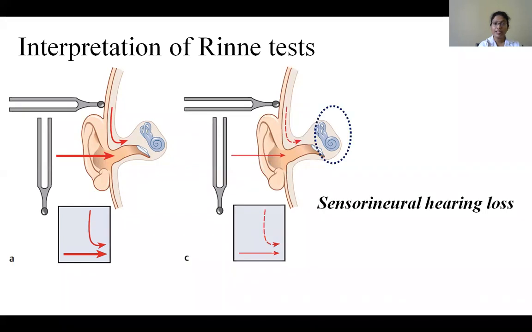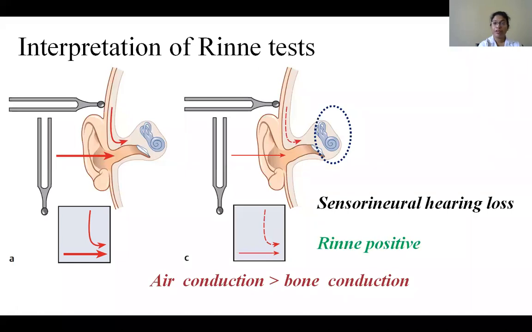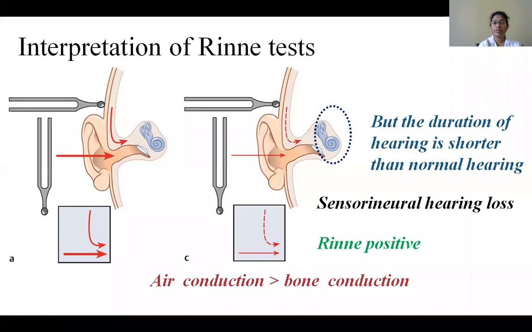Now coming to sensory neural hearing loss. Here the problem is in the inner ear, so there is no problem in air conduction. So what is going to happen? Here again, air conduction will be more than that of bone conduction because the sound transduction is affected. So again, air conduction is more than bone conduction, which means it is Rennie's positive. But when you compare, the duration of hearing is shorter as compared to that of normal hearing. So these are the peculiar characteristics in sensory neural hearing loss.